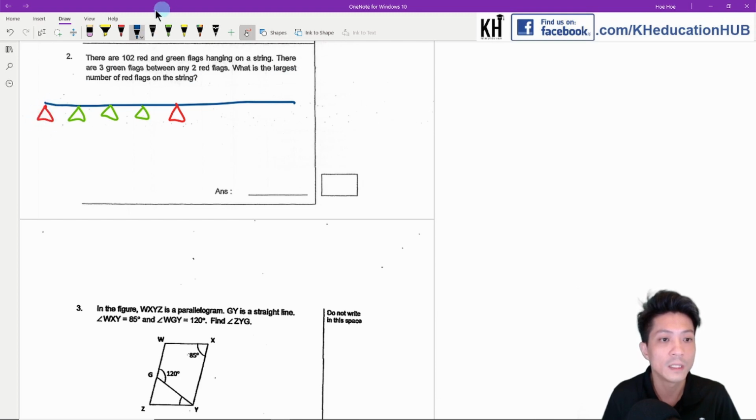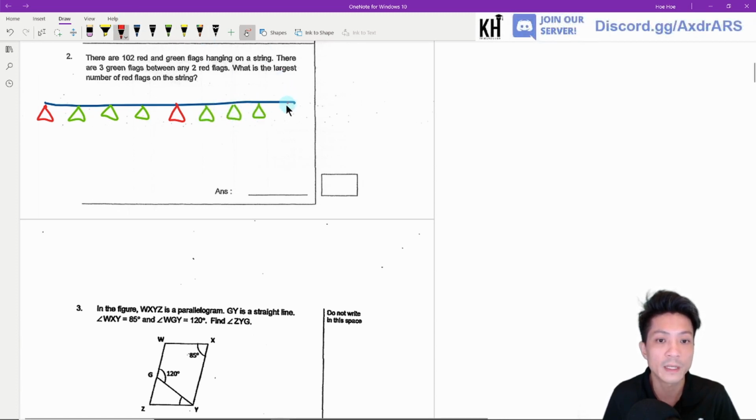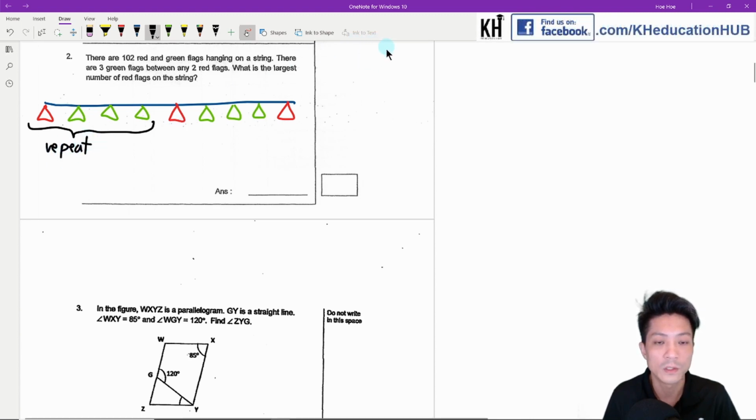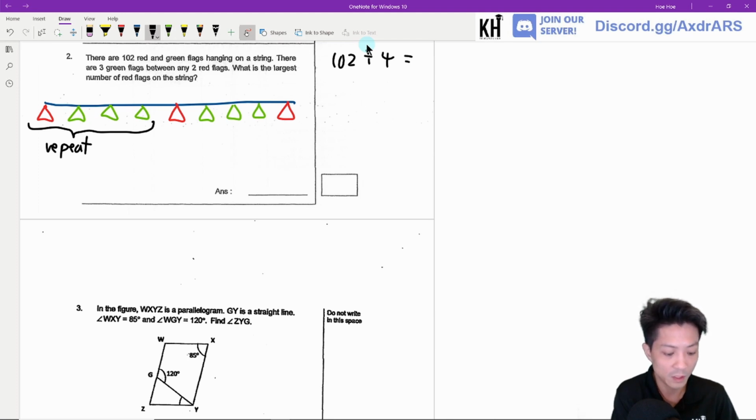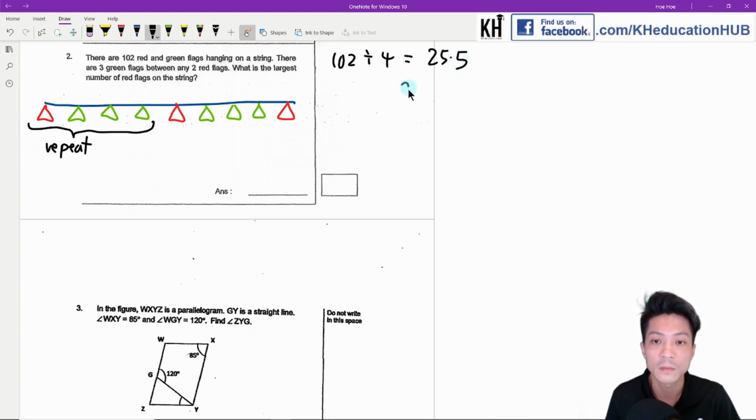So we have to start with 1. And in this case, we can see that the pattern will go like this, followed by a red flag. So this is the repeating pattern. So we are going to use 102 divided by 4 first. This will give me 25.5, and we're gonna round it off to 25, which means that there are 25 of these groups.